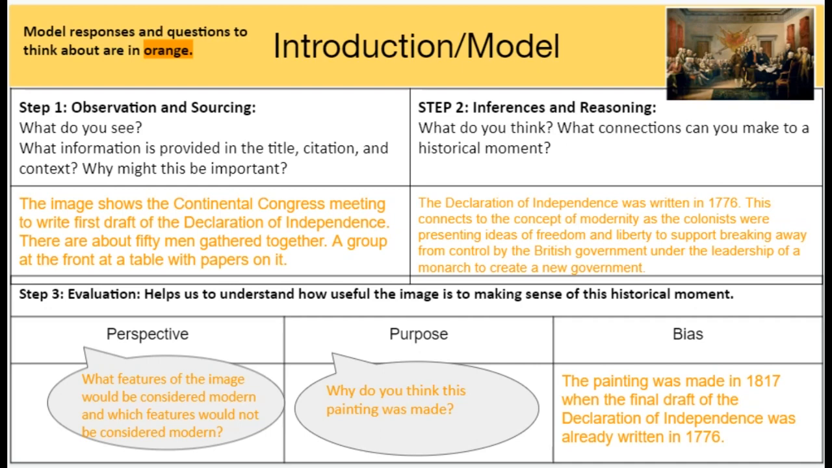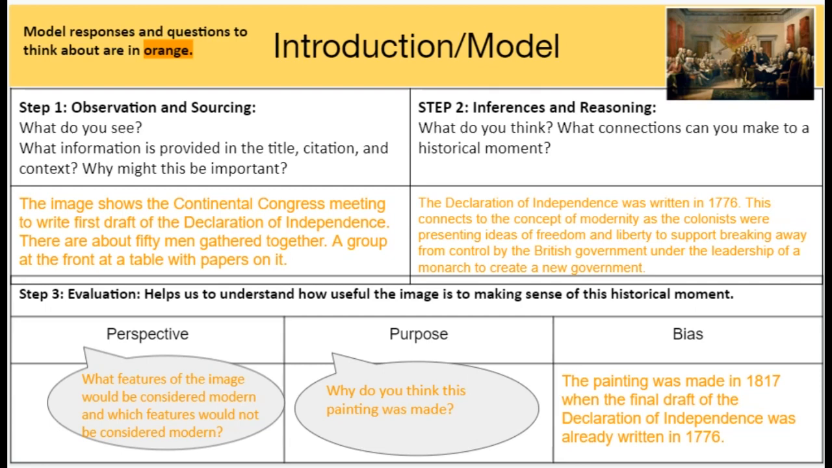And it connects obviously to the modernity, because the whole idea is of freedom and that people are breaking away of government, that people have a voice in government, a new sense of government. And then they ask questions for perspective and purpose, and they say the bias, which I brought up earlier, speaking about John Adams and that HBO series, because this was done in 1817 when the Declaration was written in 1776. So for my students, this would not work as a model because they'd be overwhelmed. If they had to work on their own, even as a model using this for different types of images, I think they'd be very frightened.